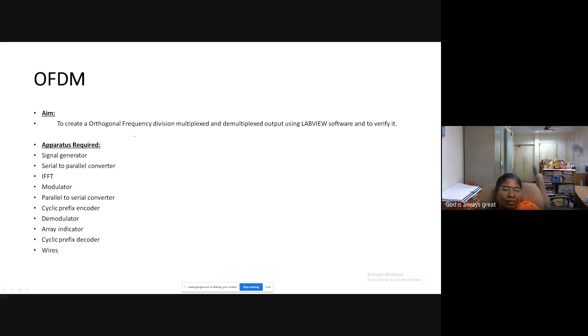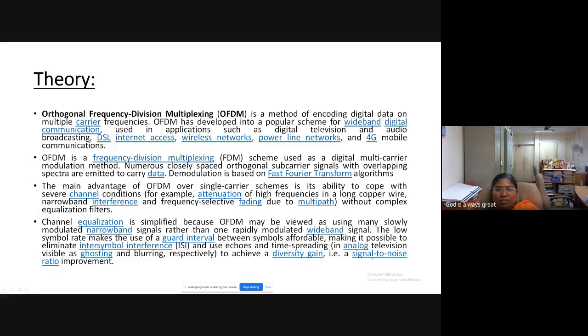What are all the apparatus required? Generally, inside your LabVIEW, you may require signal generators, serial to parallel converters. All these are written in terms of block diagram version. IFFTs, modulators, parallel to serial converters, cyclic prefix encoders, demodulators, array indicators, cyclic prefix decoders, and certain wires. These are all the normal apparatus required. But you need to ask the students to write some theory about whatever they have learned with respect to OFDM, right?